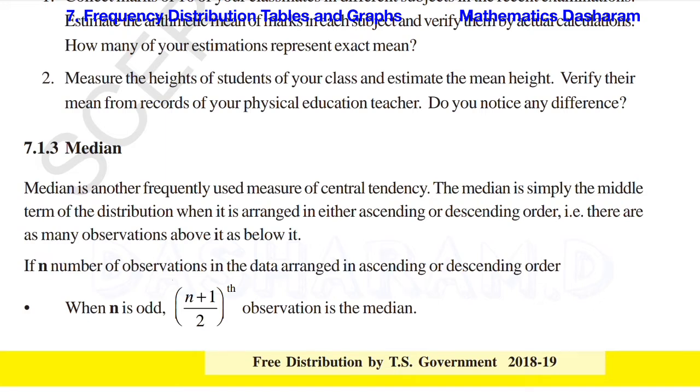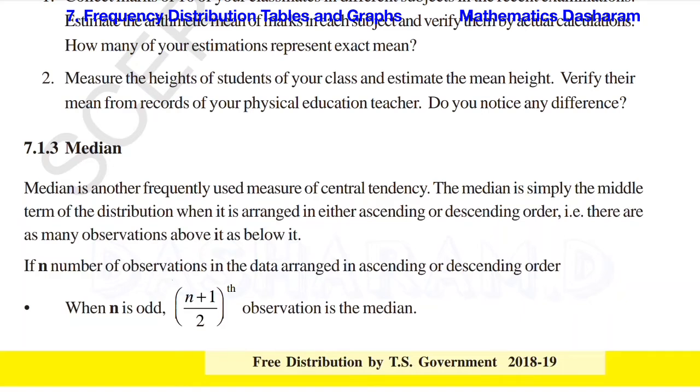Then if n is an odd number, for example number of observations 7, 9, or 5, so these are odd numbers. Then the median is what? The (n plus 1) by 2th observation is the median. That means it will become the middlemost value.